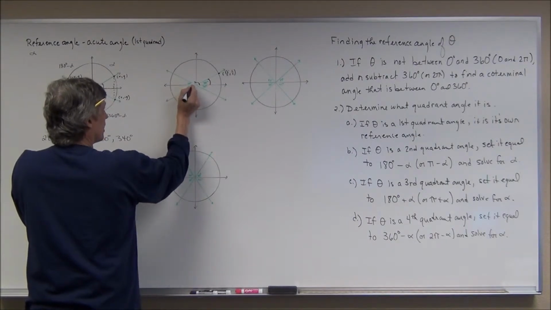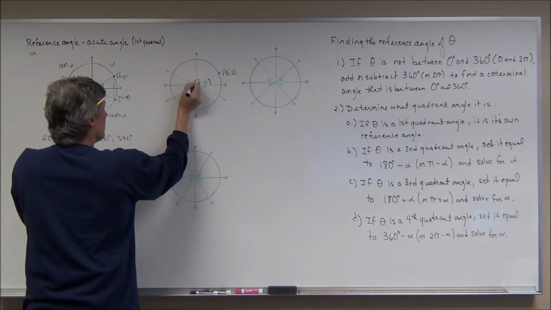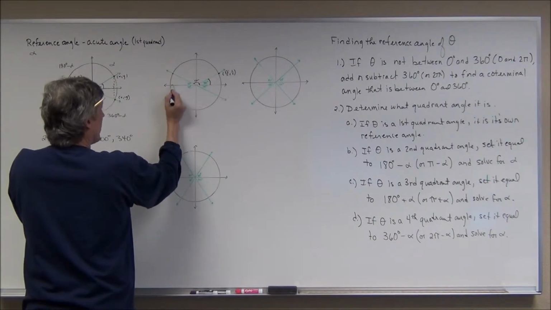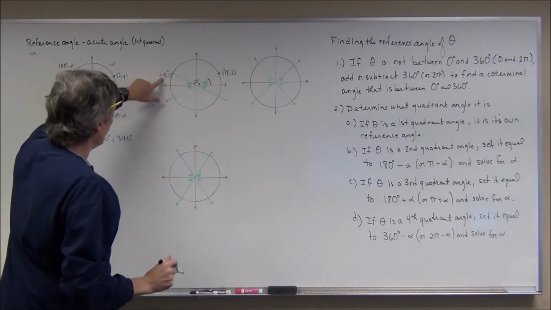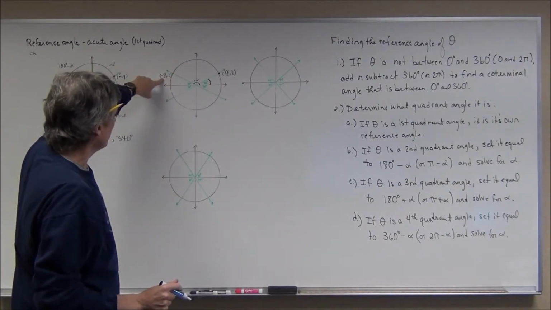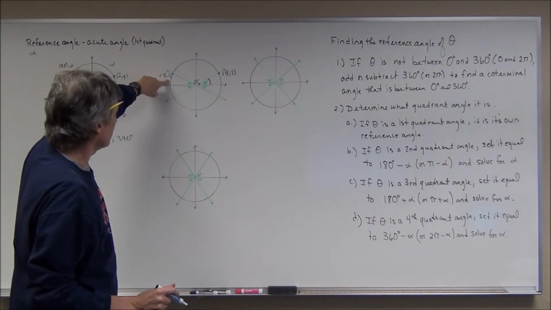150 degrees. And look what I have here. I go x over, y up, this would be negative square root of 3 over 2, positive 1/2. So the cosine of 150 degrees is negative square root of 3 over 2, the sine is 1/2.